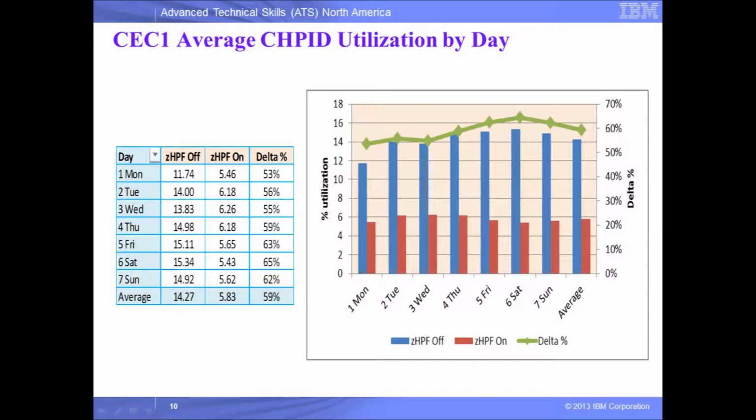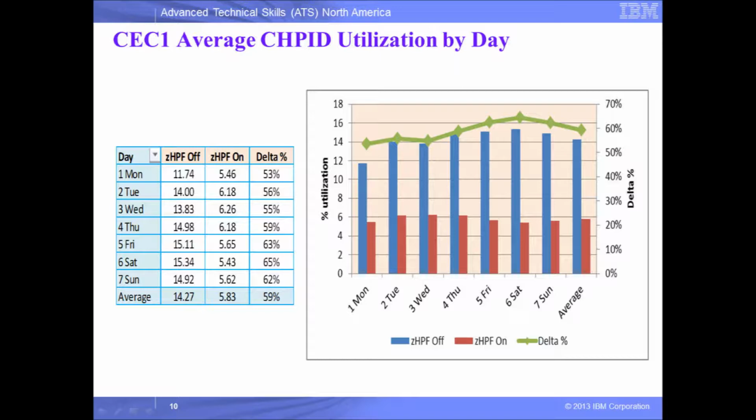This chart may look like a complicated chart. Actually, it is not. I will try to explain this chart step by step. Let us start with the left part of this chart. This is a table where the leftmost column shows the day of the week. The second and third columns show the average channel utilization by day with zHPF off and zHPF on.